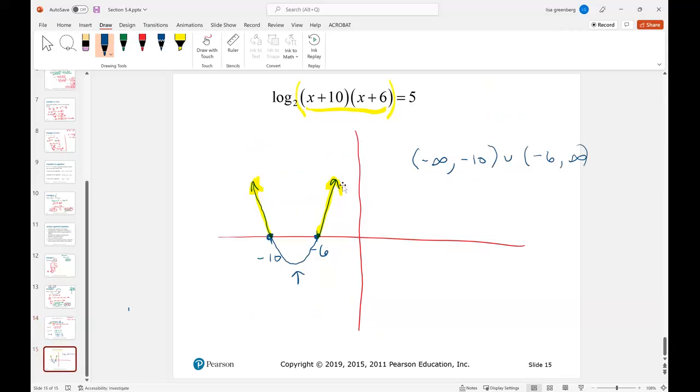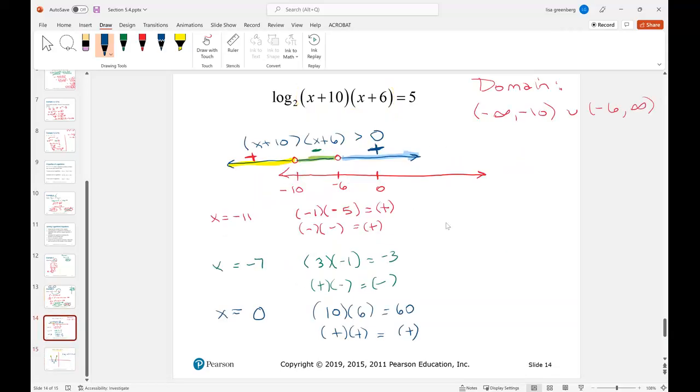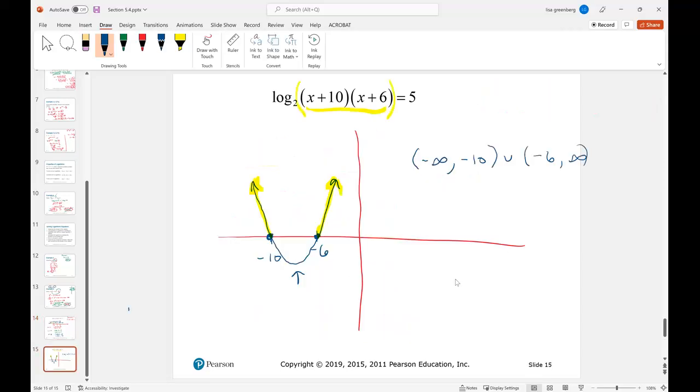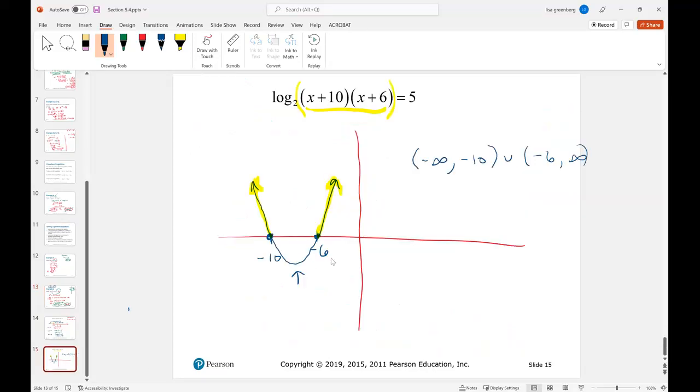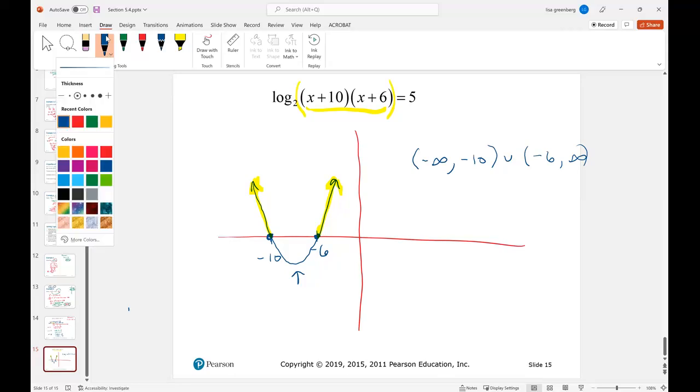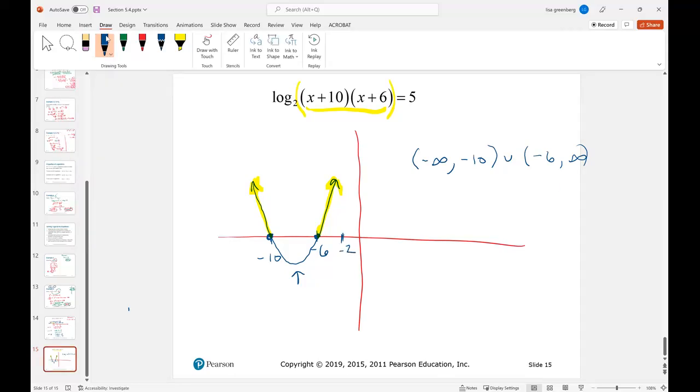All right. And so we found our solution. We found everything that's extraneous. Did we? Where did we do it? Oh, here we did it. It's equal, so x equals -2, and -2 is right here, which is in the domain.